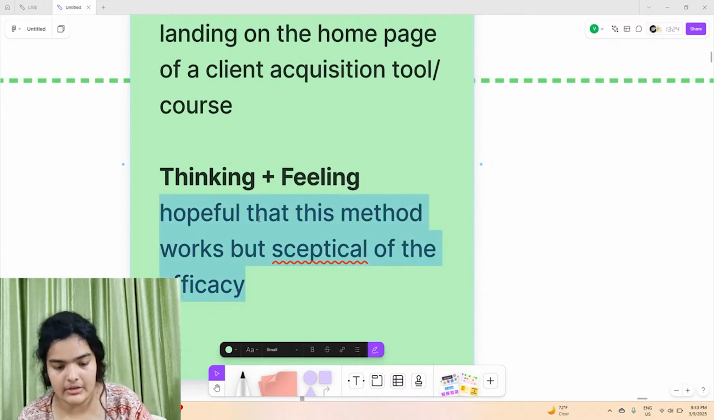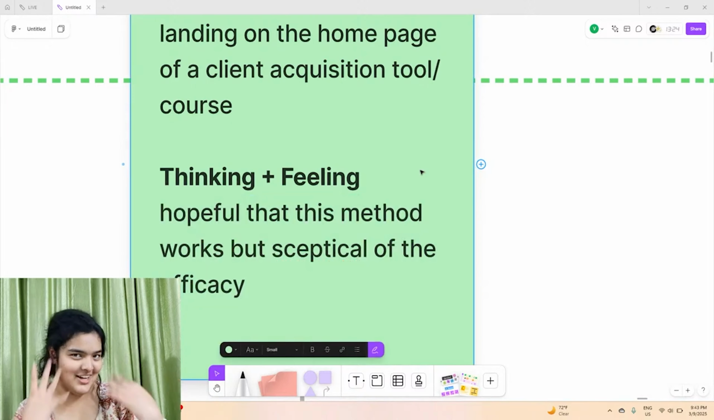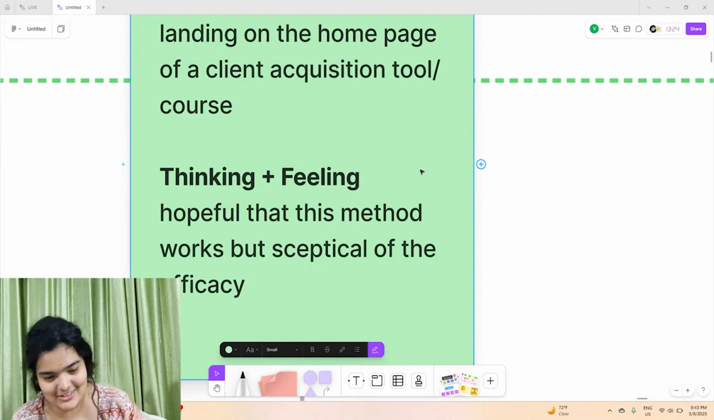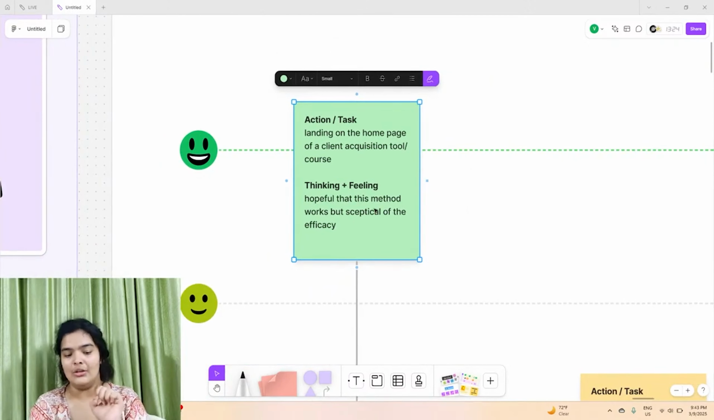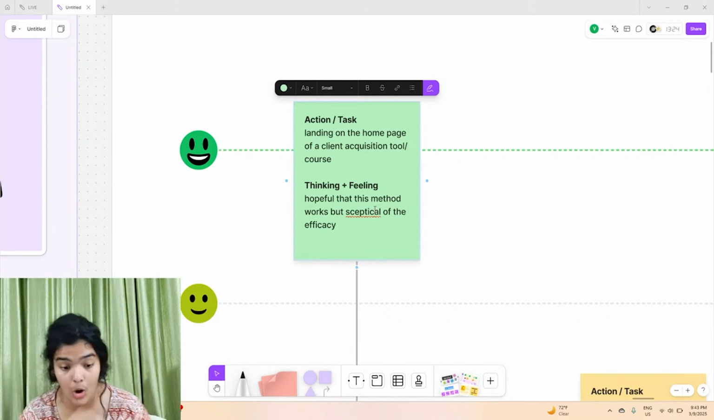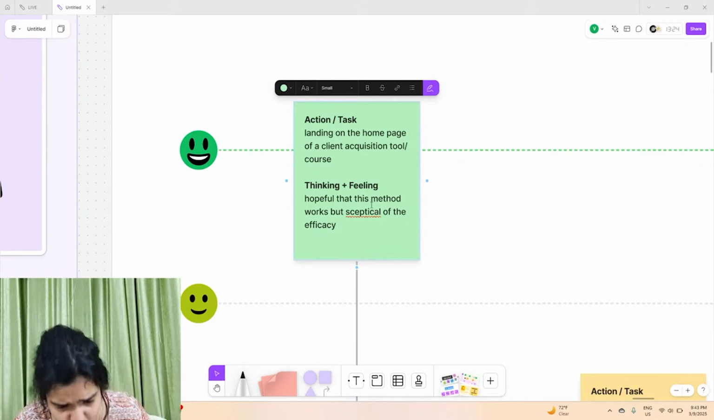Wow. I just pulled the word efficacy from out of my mind. This wasn't even written anywhere. Well, good job, Veera. This is amazing. Anyways, so now that we have in our thinking and feeling section hope, but also skepticism. Do you spell skepticism with a K? Wow, I just do not know.